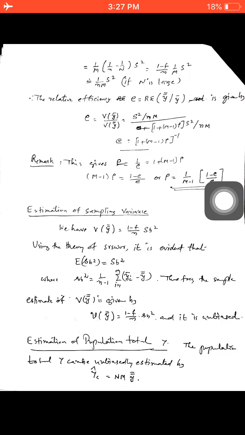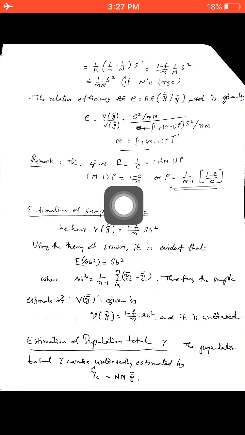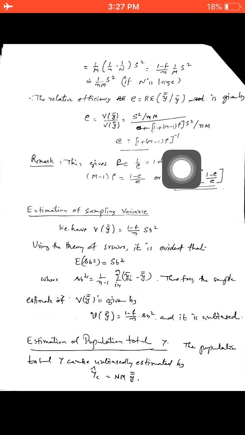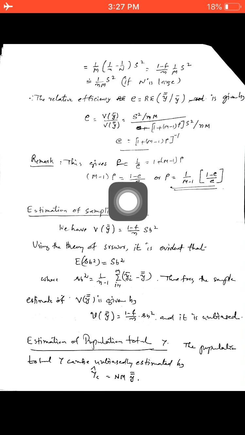Okay. And as a remark, I have added that if the relative efficiency is given, the intra-class correlation rho can be computed using the transposition of this formula. Okay. And this may be useful for practical purposes.